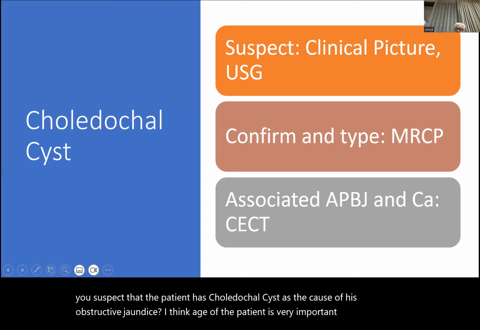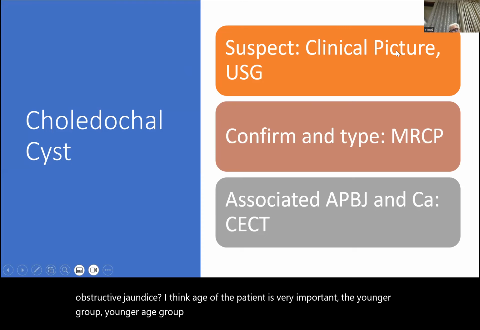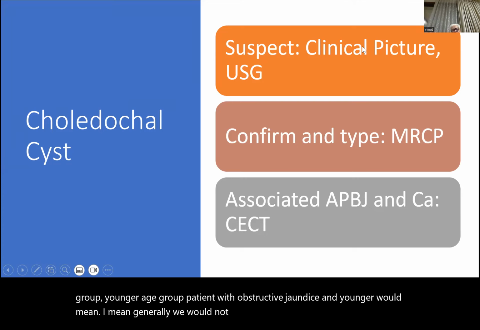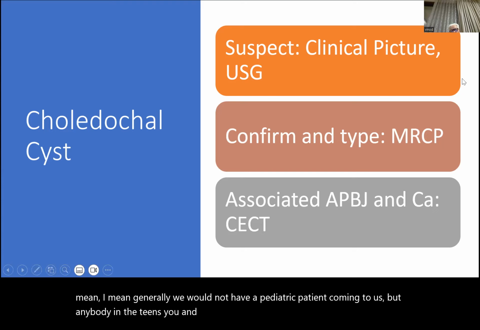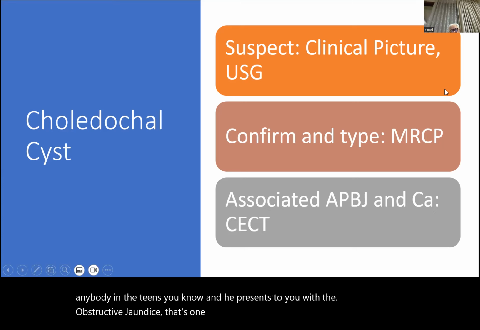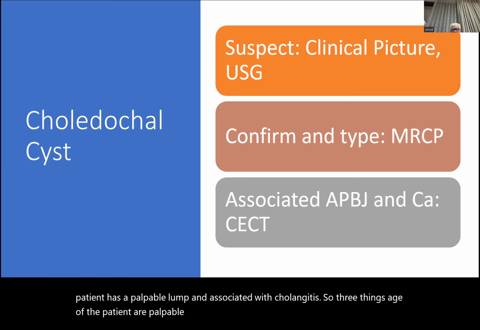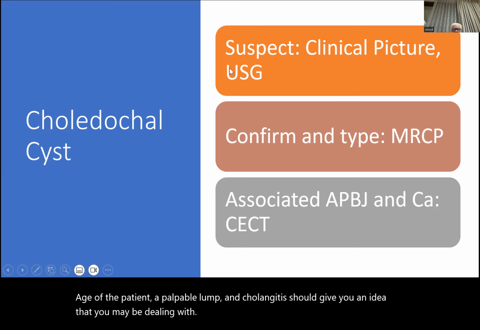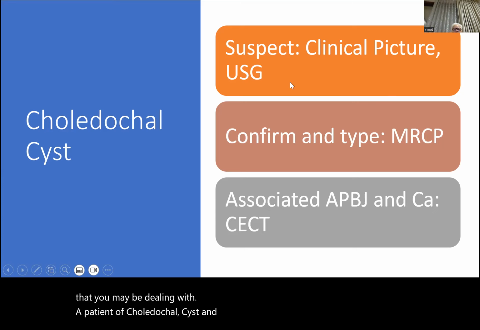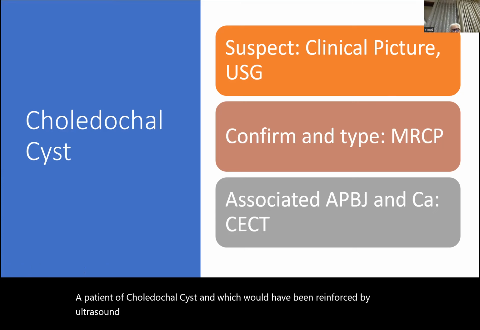In a younger age group patient with obstructive jaundice, and younger would mean, generally we would not have a pediatric patient coming to us, but anybody in the teens, and he presents to you with obstructive jaundice, that's one thing that you should look at. Second is if the patient has a palpable lump and associated cholangitis. So three things: age of the patient, a palpable lump, and cholangitis should give you an idea that you may be dealing with a patient of choledochal cyst, which would have been reinforced by ultrasound examination.